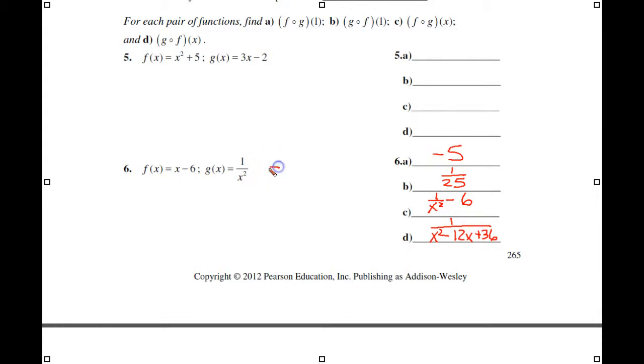We're then going to put in our second function, in this case it's the g, where the x is a negative 5. And we're going to square it. So we square negative 5 and we get 25. So 1 over 25. That's our second one. Now in letter C, we're going to substitute an x there for our g value. So what is our g value?